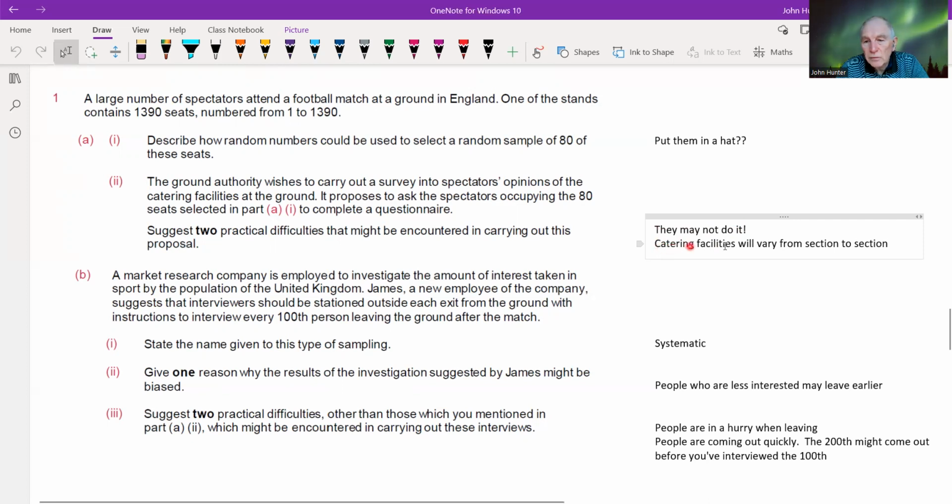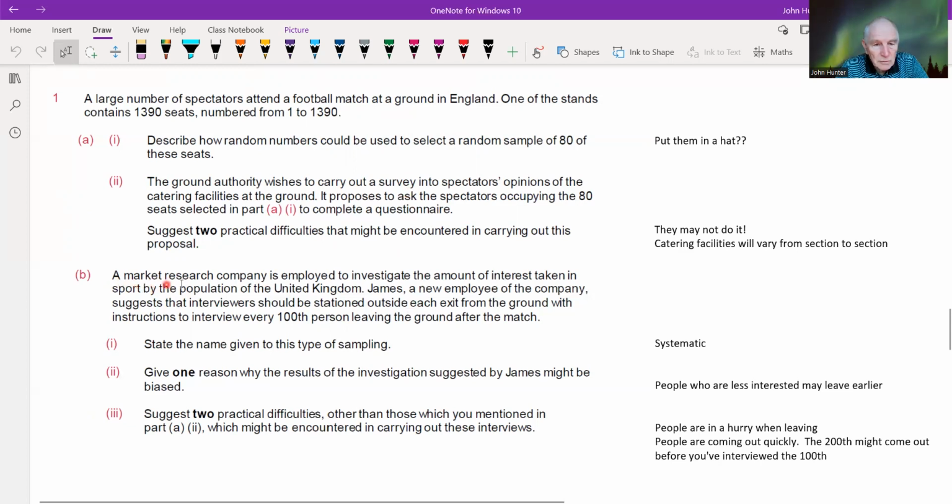Catering facilities will vary from section to section. Yeah, well, even if there's only one catering facility, if you're in a part of the ground that is furthest away from it and you want to go along at half time and get your cup of Bovril, then you're probably going to have a long wait, because the people in the queue in front of you are those who've got seats close to it, that sort of thing. What else?